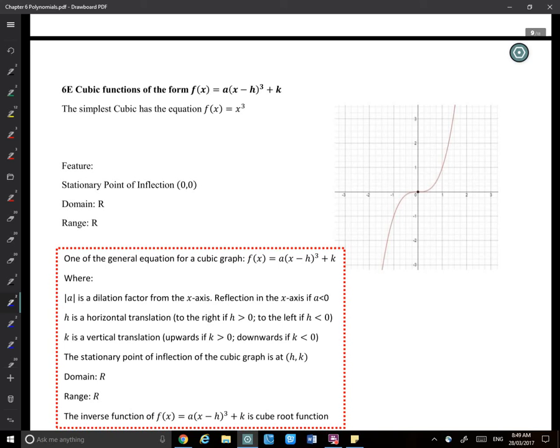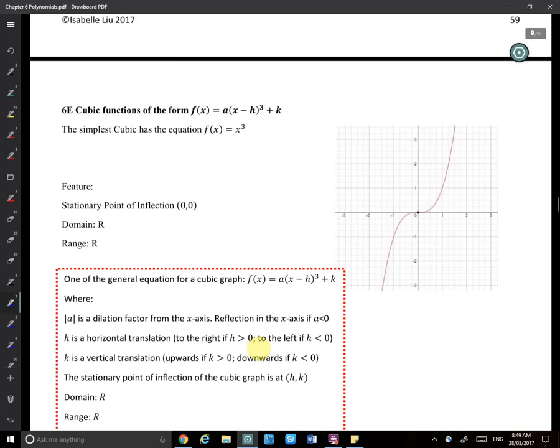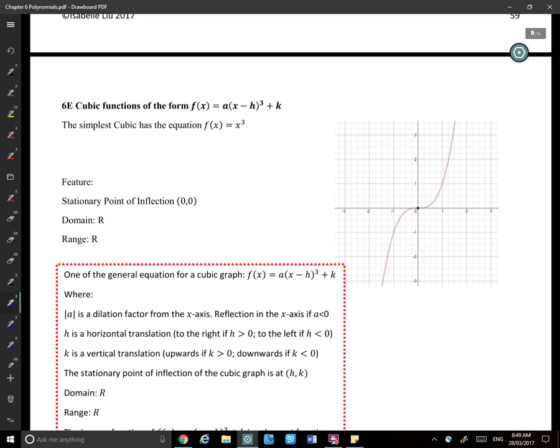But for cubic, I have two base shapes. So basically, cubic has two kinds of graph. Okay, the first kind of graph is in the form of the point of inflection form. This form is called point of inflection form. So I'll go through two forms. This page is the first one.